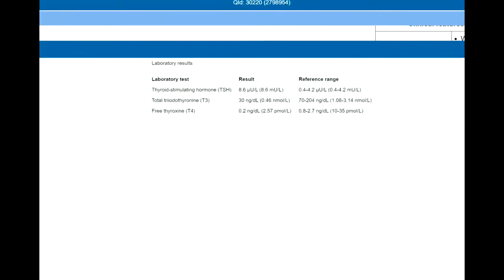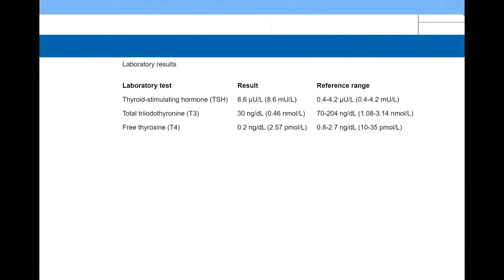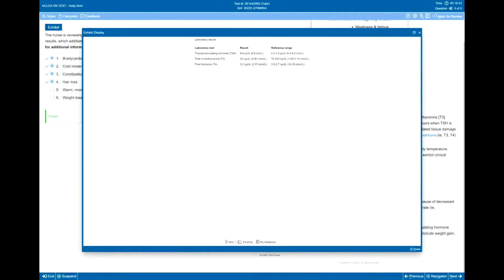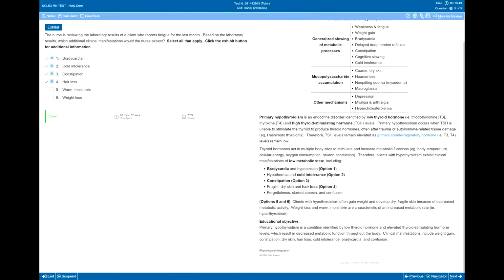So if we'll look one more time here, we can see our T3 was pretty low. It's 30, should be at least 70. And our T4, our free T4, is 0.2, should be at least 0.8. So we know we are pretty low there. So we will zoom back in.